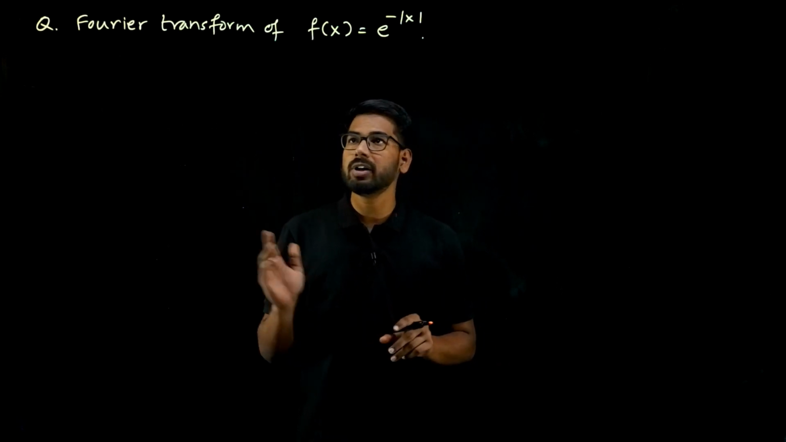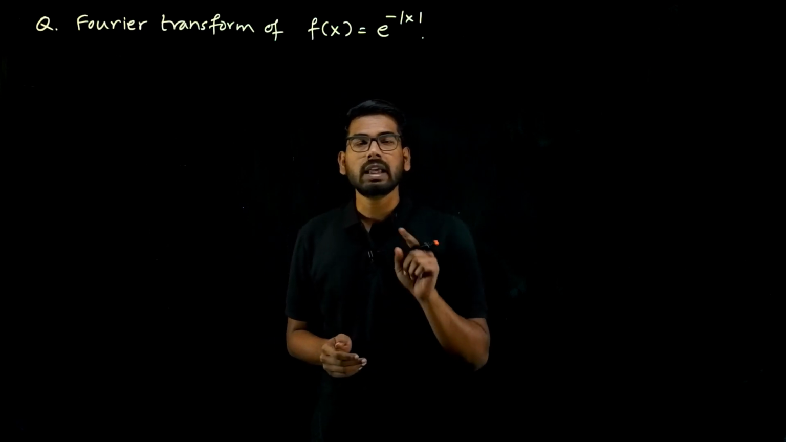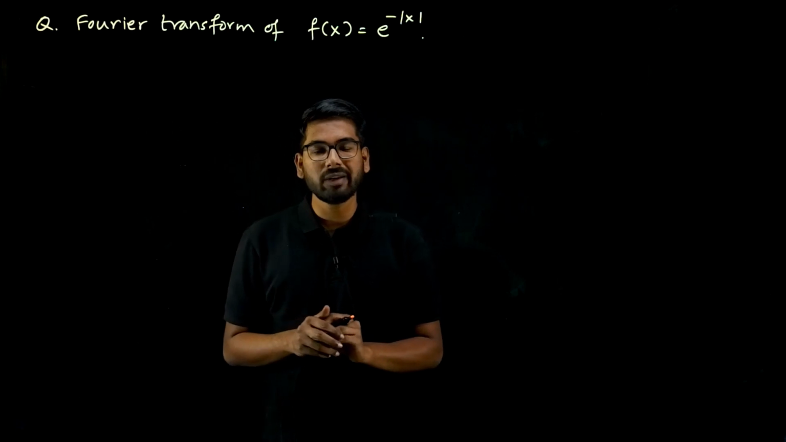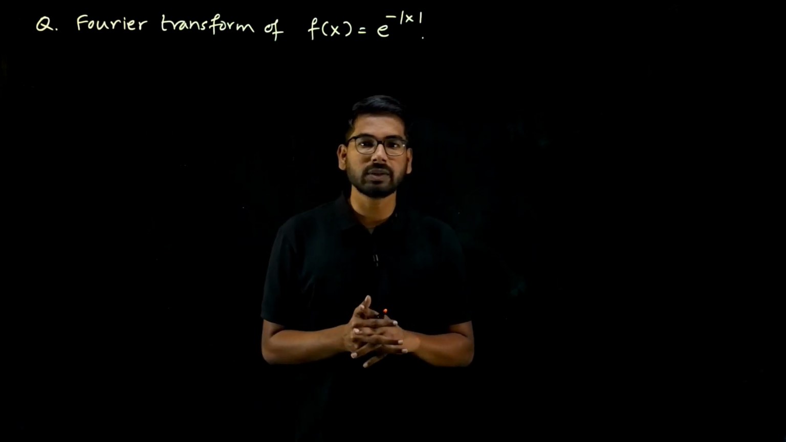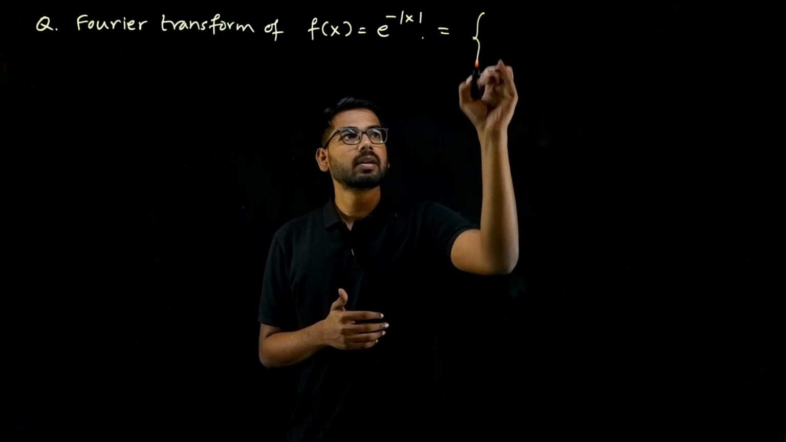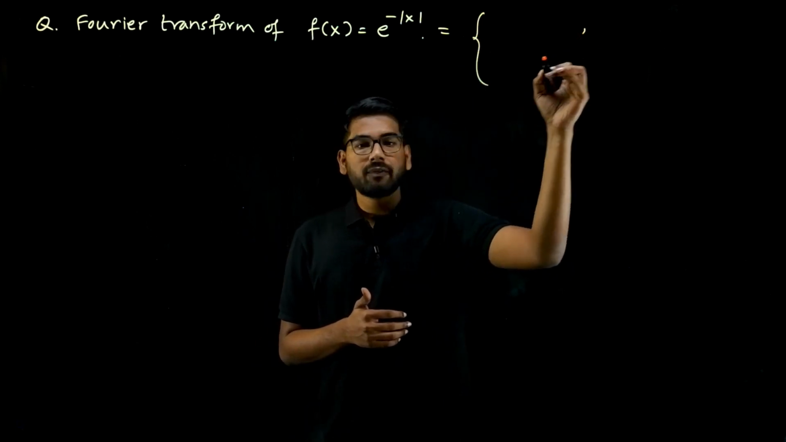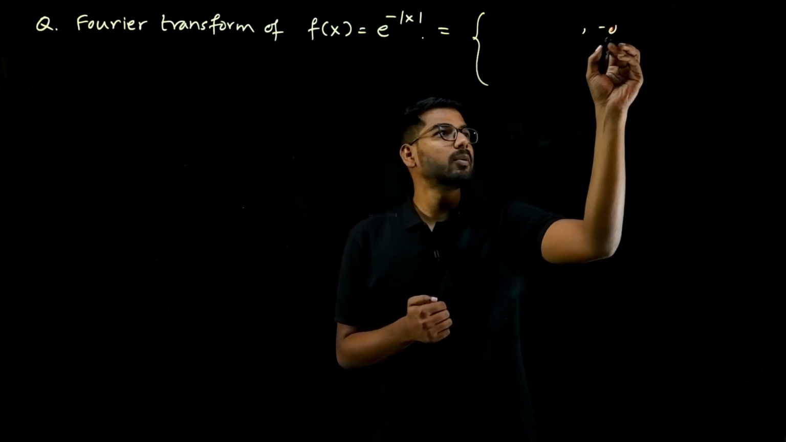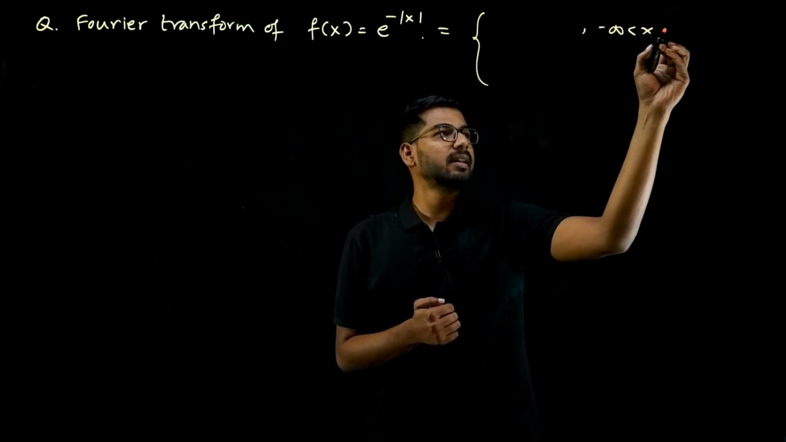The question is the Fourier transform of f of x equals e power minus mod x. Before going to the Fourier transform, whenever we see mod x in the function, what should we do? We should split the function into intervals. The first interval is for all the values of x less than 0, that is from minus infinity less than x less than 0.